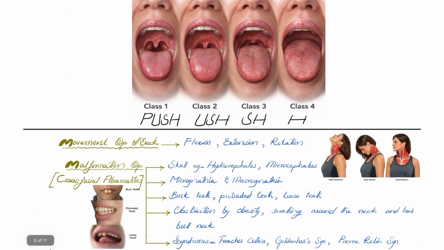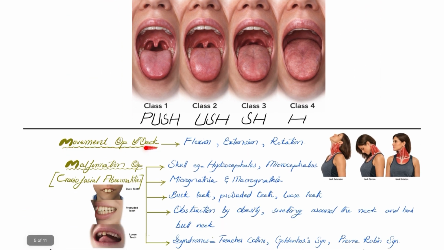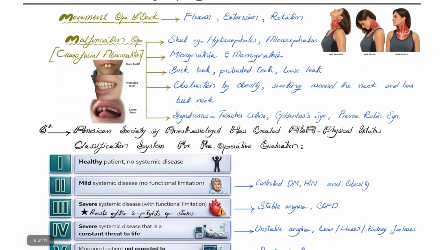The third M stands for measurement of movement of the neck. For movement of the neck, you ask the patient to do flexion, extension, and rotation of the neck. If the neck has a full range of movement, then the patient is fit for anesthesia, and there won't be any difficulty while passing the endotracheal tube. The fourth M stands for craniofacial abnormalities, such as malformation of the skull.